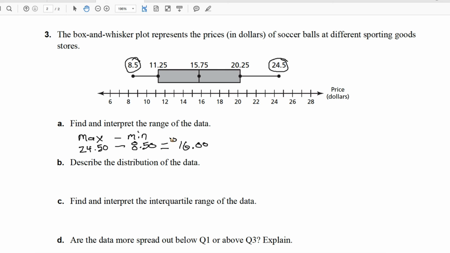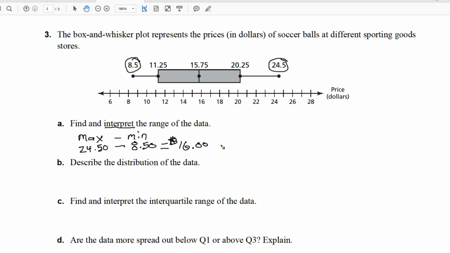And what does that mean? What is $16? If we're going to interpret that, what does that mean? It means that the prices don't vary by more than $16. No soccer ball price is more than $16 apart. That's all it means to interpret. Just state the obvious, that the lowest and the highest price are only $16 apart. Everything else is less than that apart.